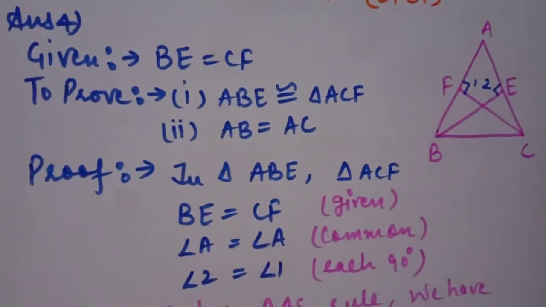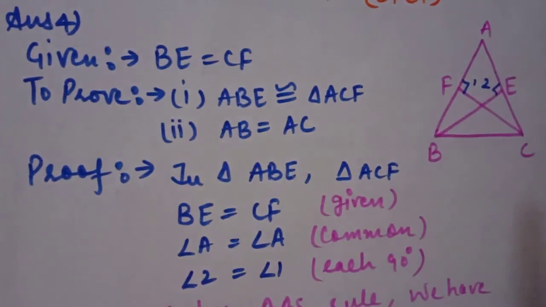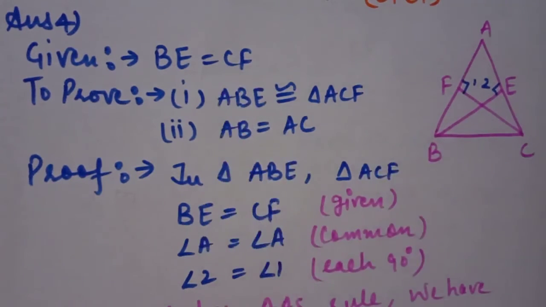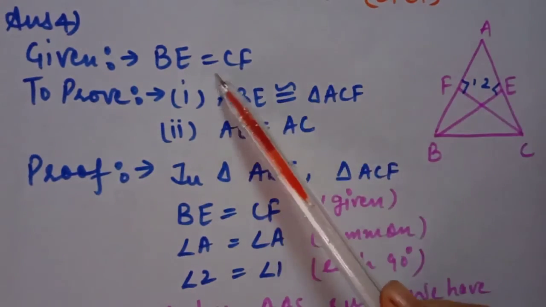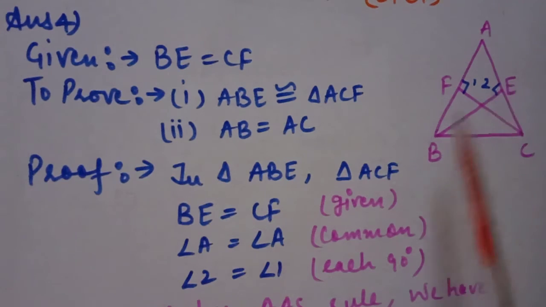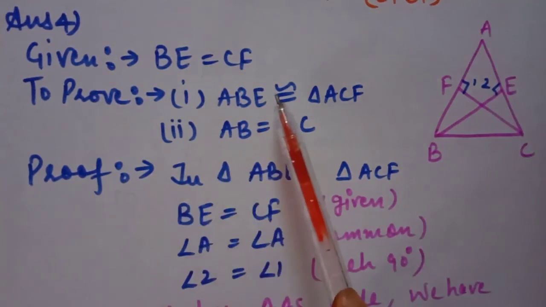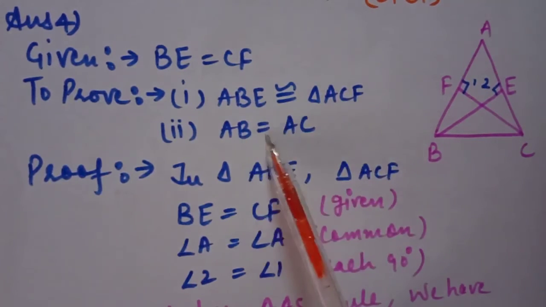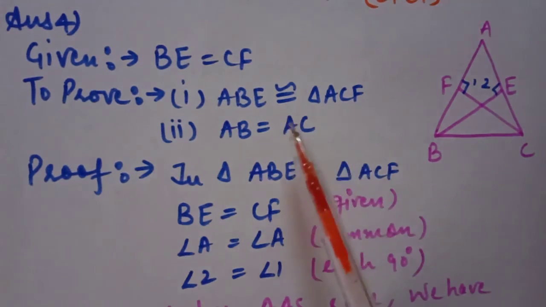Now question number 4. Question number 4 is, ABC is a triangle in which two altitudes BE and CF are equal. So in this question, basically this is the converse of question number 3. In that question we have to prove them equal, but in this question it is given that they both are equal to each other. We have to prove that triangles ABE and ACF are congruent to each other and AB is equal to AC. So students, it is totally the converse of question number 3.